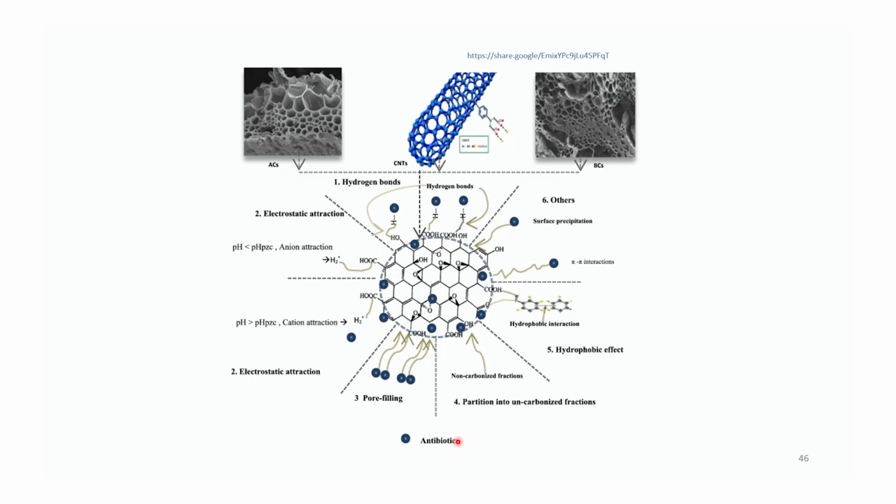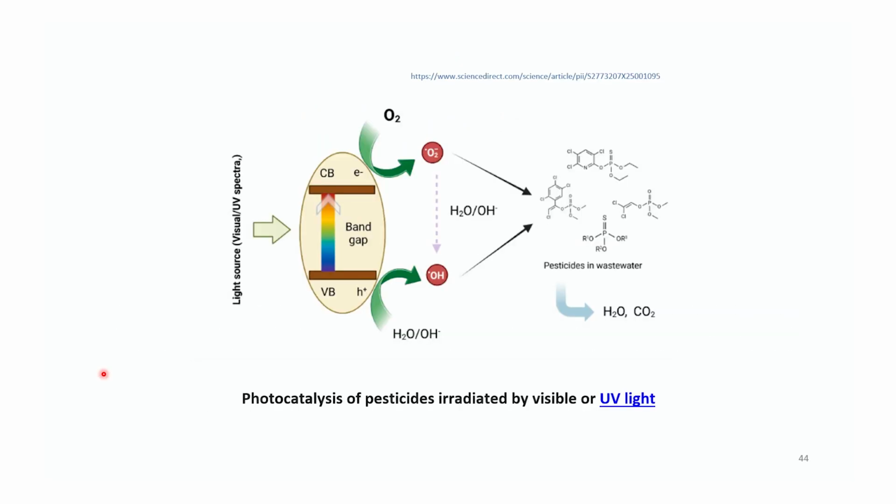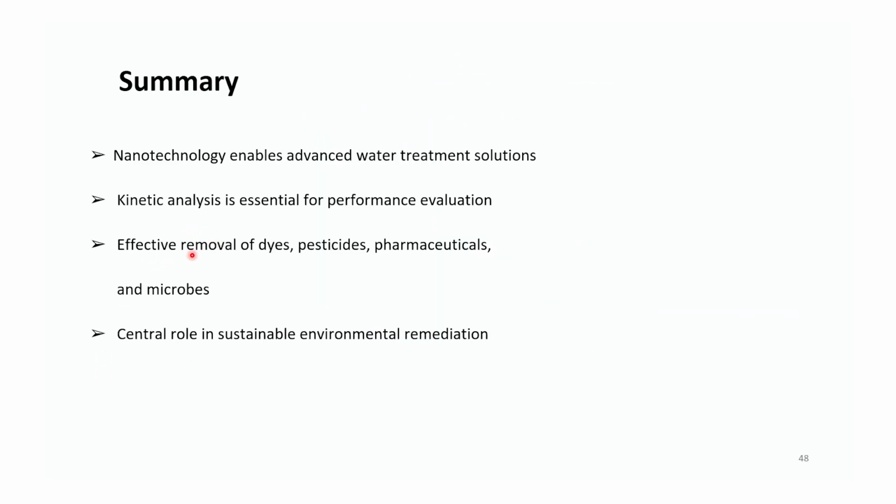That is the adsorptive removal of antibiotics from water. All these are already taken from research papers, which means these are already in study. You can see that the removal of dyes, pesticides, pharmaceuticals and microbes is very effective via this nanomaterial. When we use nanomaterials, there is an effective removal of dyes, pesticides, pharmaceuticals and microbes, and this plays a central role in sustainable environmental remediation.